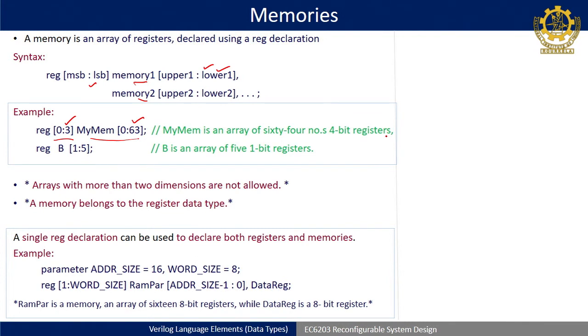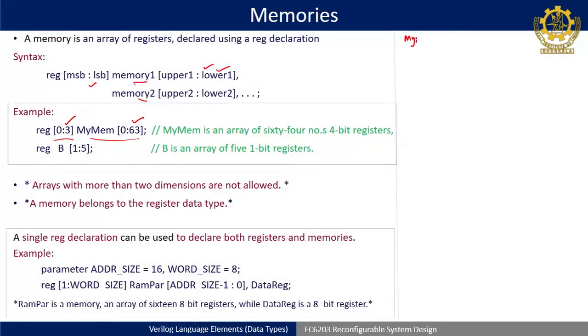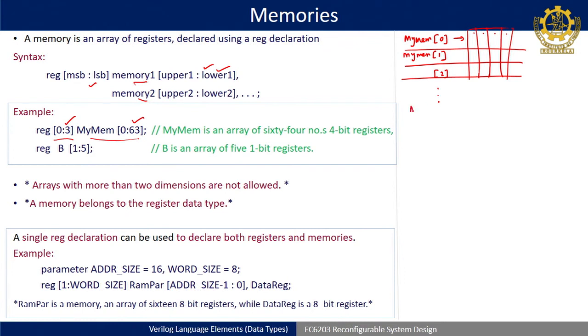Are you getting my point? So that means now I can say, if I write my_memory[0], it will save 4 bits of data. Similarly my_memory[1] will save another 4 bits of data. That means we may have a total like this of 4-bit data, and each address will go like 0, 1, 2 like this, up to my_memory[63]. So while accessing, you have to access through square brackets.